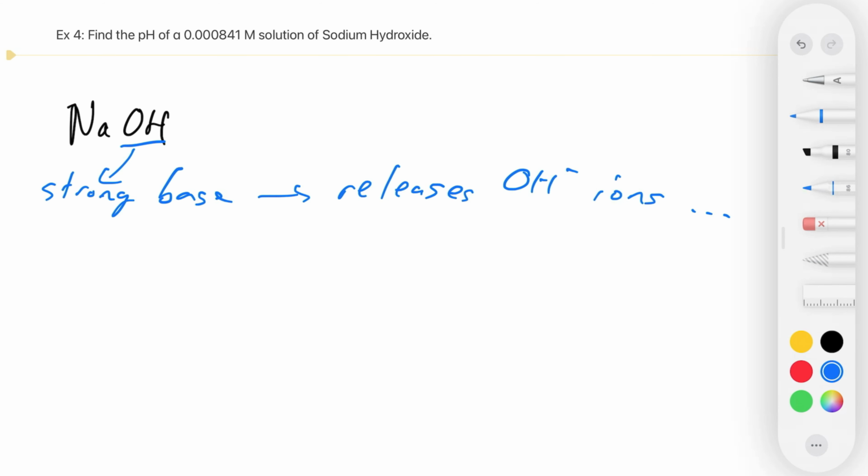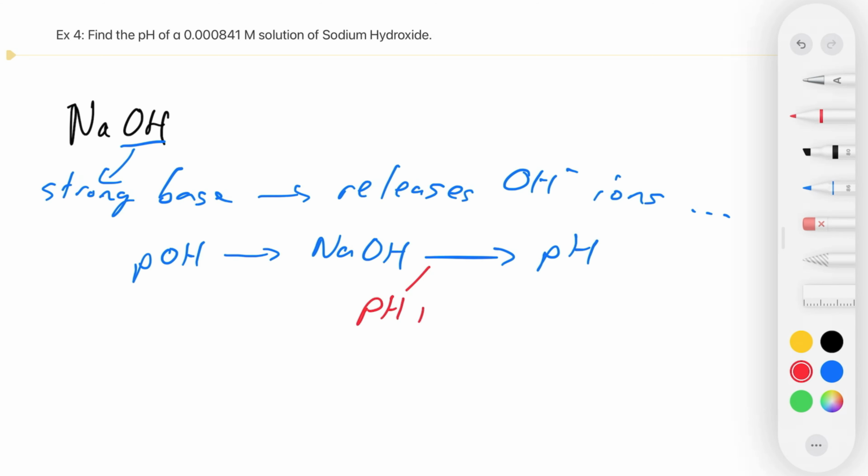So the path that we're going to have to follow is this. We're going to have to go from the pOH of NaOH to the pH using the combined formula of pH plus pOH is equal to 14. So we're going to go, first let's get the pOH.